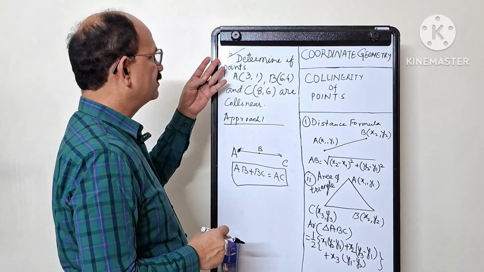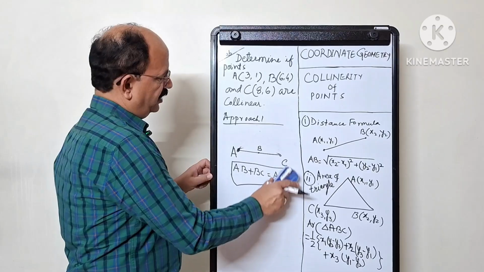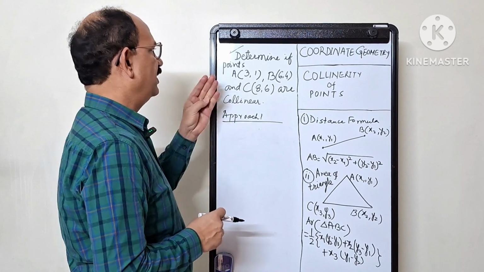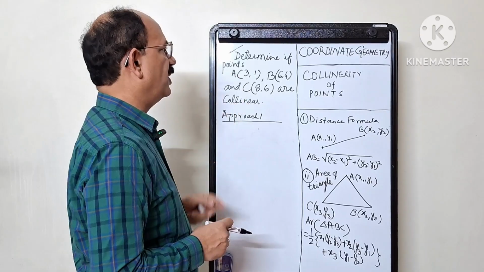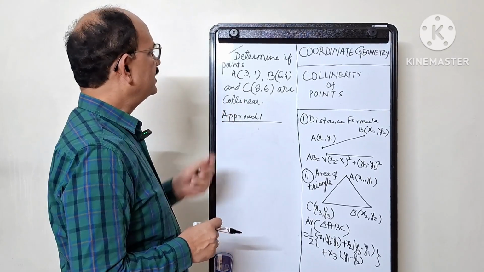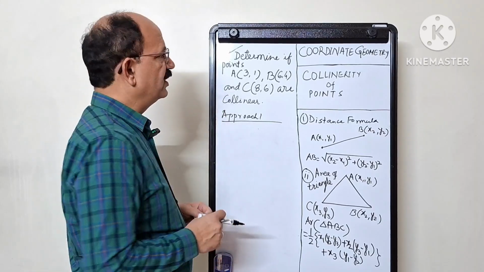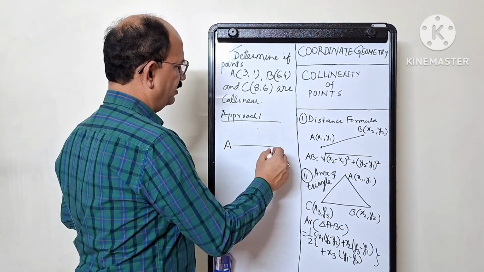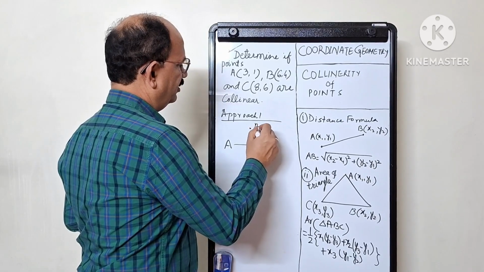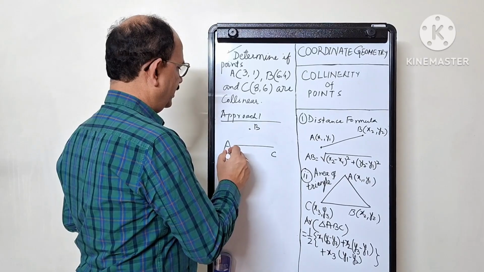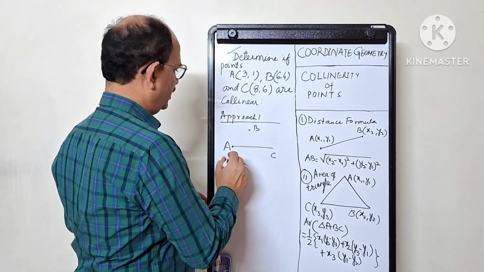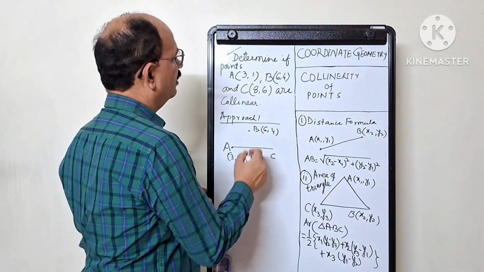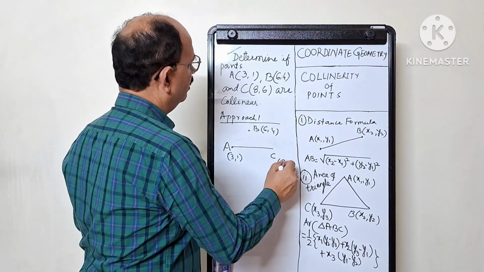So let us try this problem which is given. The problem given is to determine whether the points A, B, C are collinear. A is 3, 1, B is 6, 4, C is 8, 6. So let's try that. Suppose these are our 3 points, A, B and C. A is the given point which is 3, 1. B is the given point 6, 4. C is the given point 8, 6.